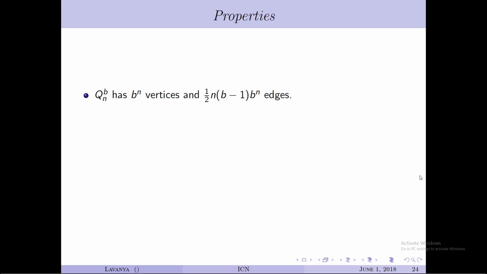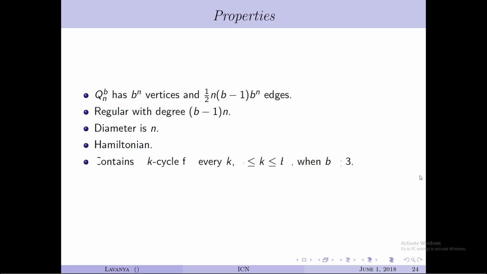So it is n into 2 power n minus 1 number of edges. Here a similar extension you can see, it is n into (B minus 1) into B power n edges, half of that. And it is also a regular graph, with degree (B minus 1) into n, and diameter is again n. Even though we are talking about B power n vertices, 3 power n, 4 power n, we boil down to log base B. So we will just reduce everything to log base of that, right.